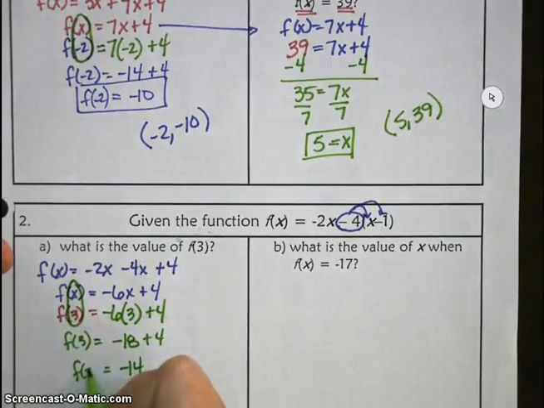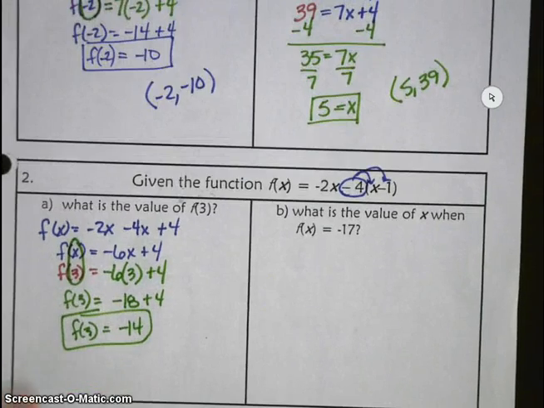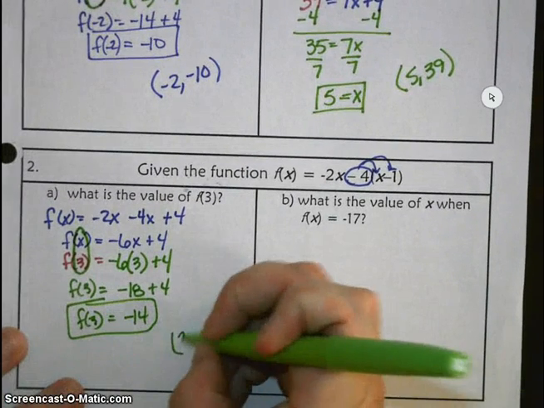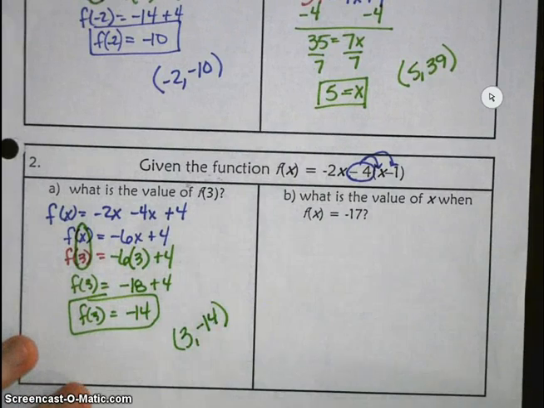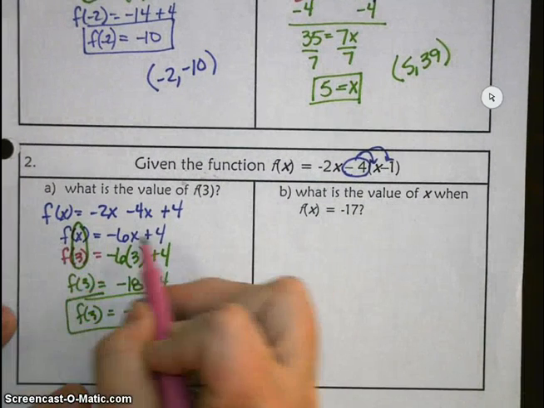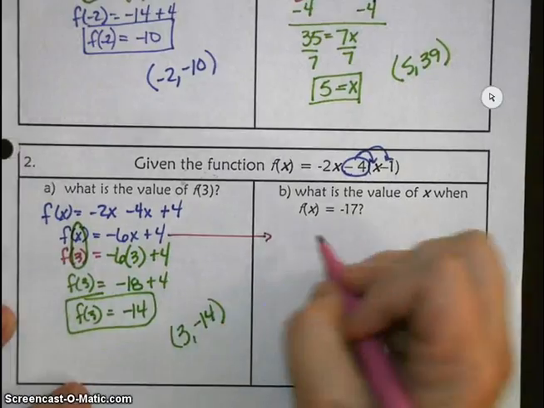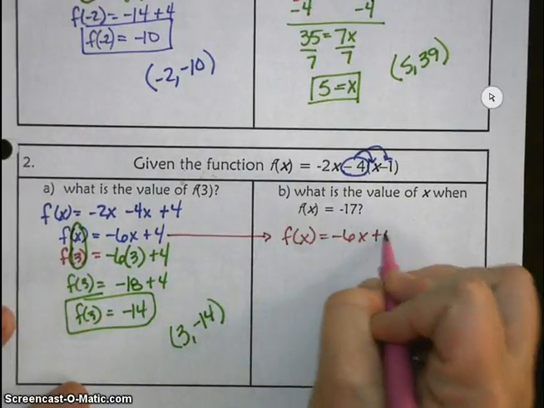So f of 3 is negative 14. Again, it's that way, or it can be written as the point (3, negative 14). Over here, I'm going to go back to my simplified version of my equation, which is right here. f of x equals negative 6x plus 4.